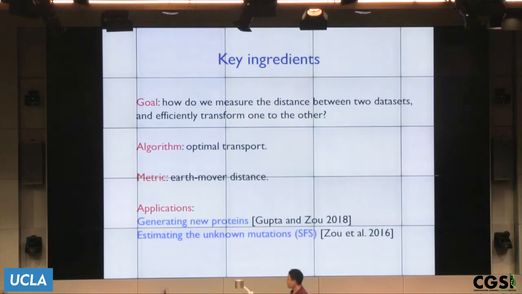And I'll talk about two additional applications based on some works from my group. First is on using this idea of optimal transport to do synthetic biology, to generate new proteins. And the second one is to use optimal transport to estimate site frequency spectrum, right? So it's very different applications, but hopefully to give you a flavor of why these ideas could be useful.